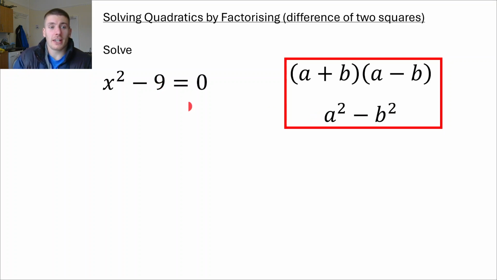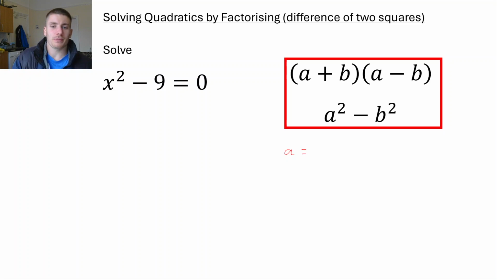So if you can see a square part to your quadratic and it's in this form, a squared take away b squared, you can factorize it to go in the form a plus b, a minus b. What does that really mean? It's just saying, well, if we go and look at what's the a part? What's a going to be equal to?